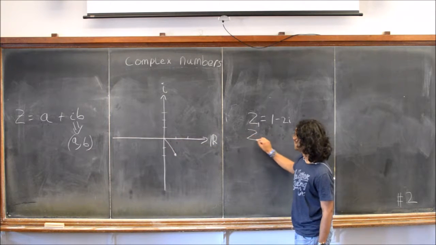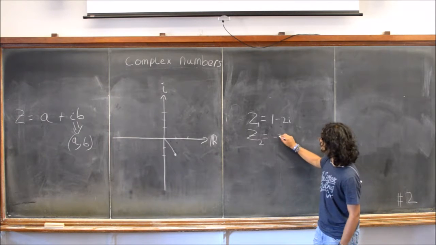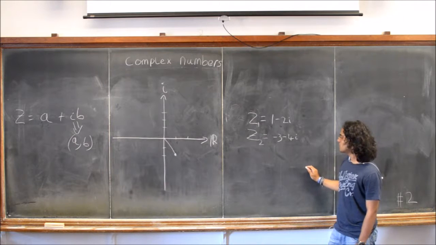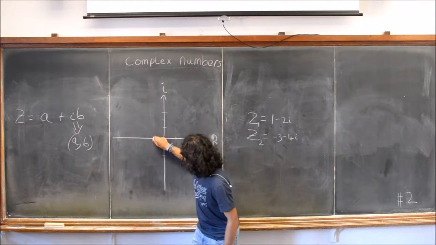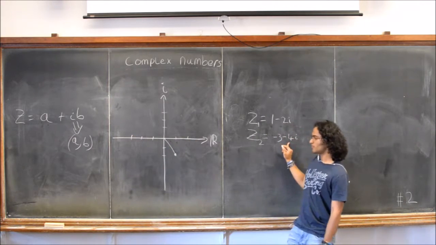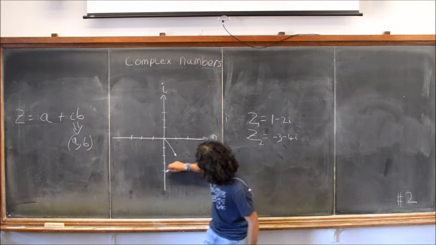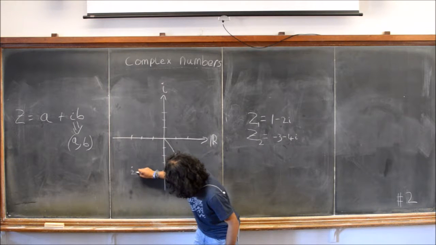If we take another number, say minus 3 minus 4i, this tells us we need to go minus 3 on the real axis and minus 4 on the vertical axis. 1, 2, 3, 4. So we get a point about here. So this is our point z2.